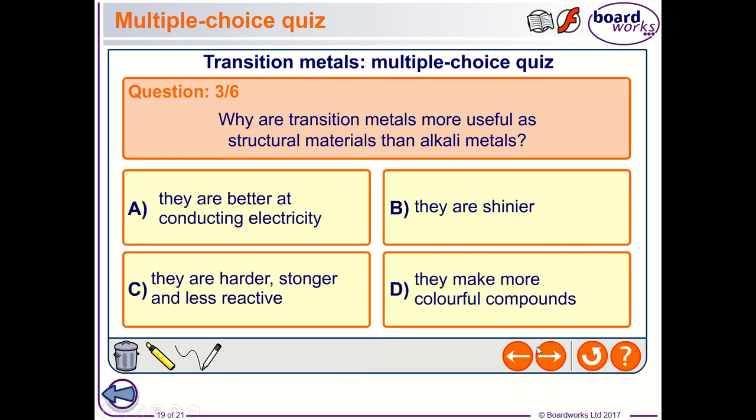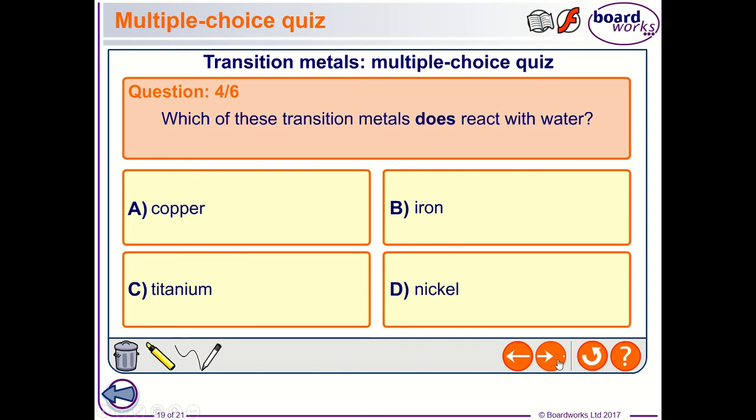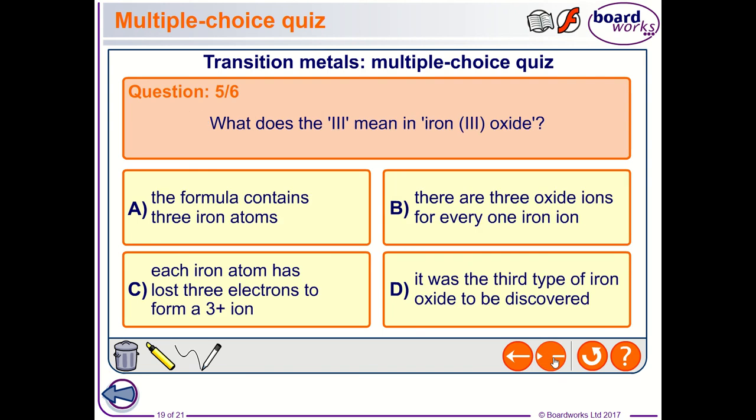Okay, why are transition metals more useful than alkali metals? Again, pause the video. Okay, which of these transition metals does react with water? Again, pause the video. Of course, the iron rusts. Okay, what does the 3 mean in iron 3 oxide? Those of you who were paying attention a few seconds ago. So pause the video. It's lost 3 electrons when it formed the compound.